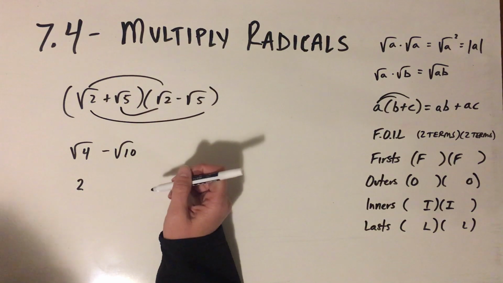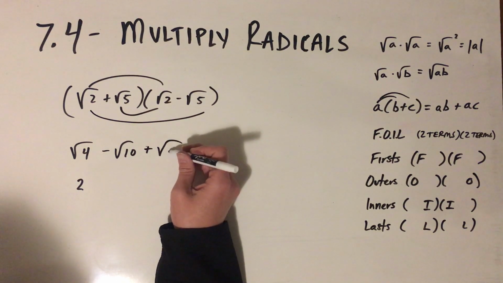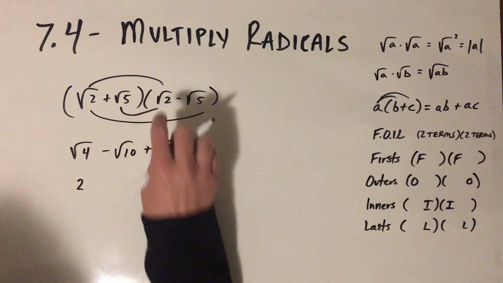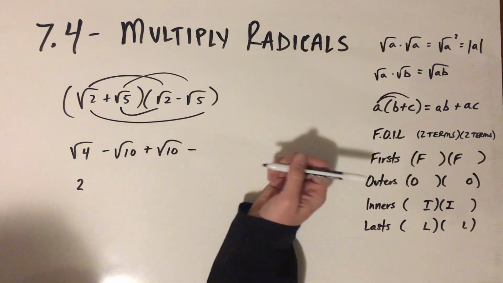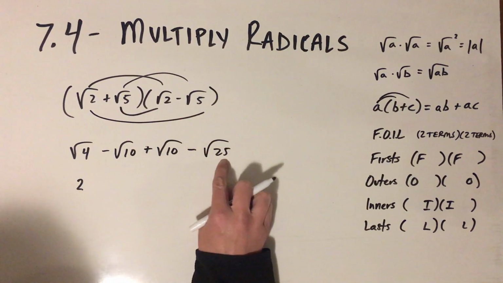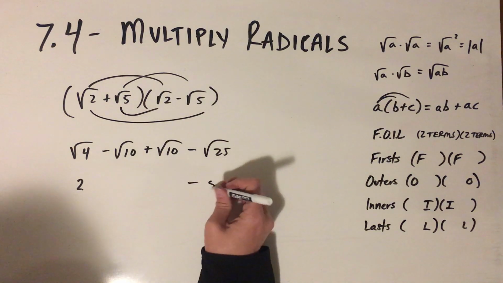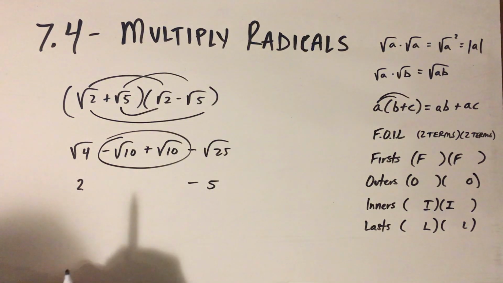On the inside here, I will get the square root of 10 when I do the inner times the inner. And on the last, I get the square root of 5 times the square root of 5. It's going to be a minus. But 5 times 5 is the square root of 25. But remember, the square root of 25 is just 5. And if you look at these, they will always sum to 0.